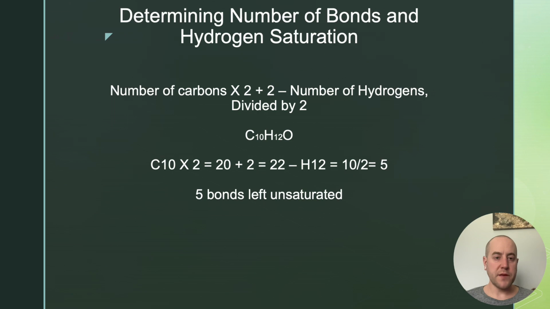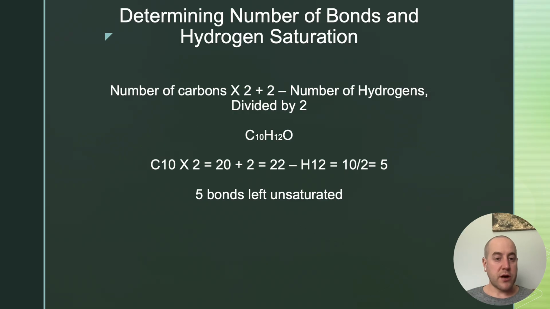Once we're given the formula for the compound, we can determine how saturated the bonds are with hydrogen, starting with the number of carbons multiplied by 2, adding 2, subtracting the number of hydrogens, and dividing by 2. Given 10 carbons, times 2 is 20, adding 2 is 22, subtracting the 12 hydrogens gives us 10, and dividing that in half gives us 5, leaving 5 bonds that are left unfulfilled with hydrogens.